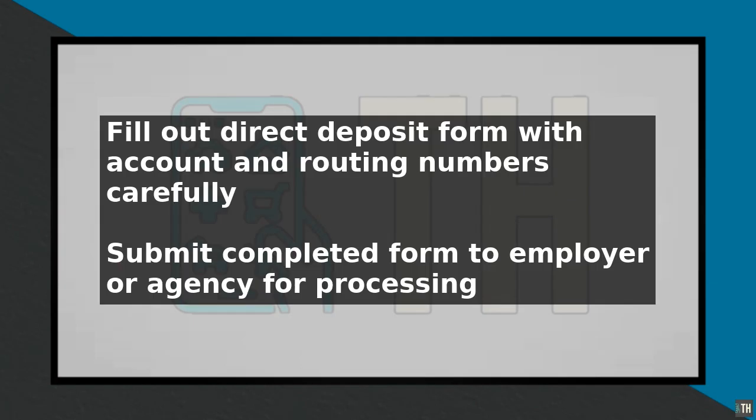To set up direct deposit, you will typically need to fill out a direct deposit form provided by your employer or the government agency. On this form, you will need to provide your Cash App account and routing numbers, as well as any other required information.